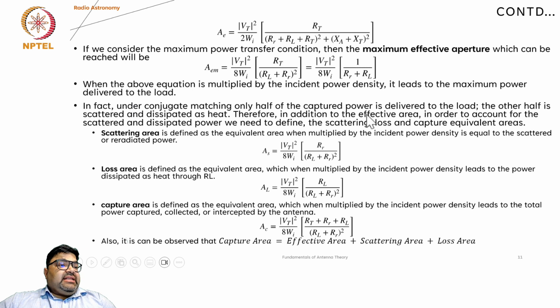So there are several other definitions, like scattering area, which can also be defined as the equivalent area given by this formula. There is loss area which can also be given, and capture area can also be written. So it can be observed that the capture area is the equivalent area which when multiplied by the incident power density leads to the total power captured. The capture area is like effective area plus scattering area plus loss area. So it is a superset kind of a thing.